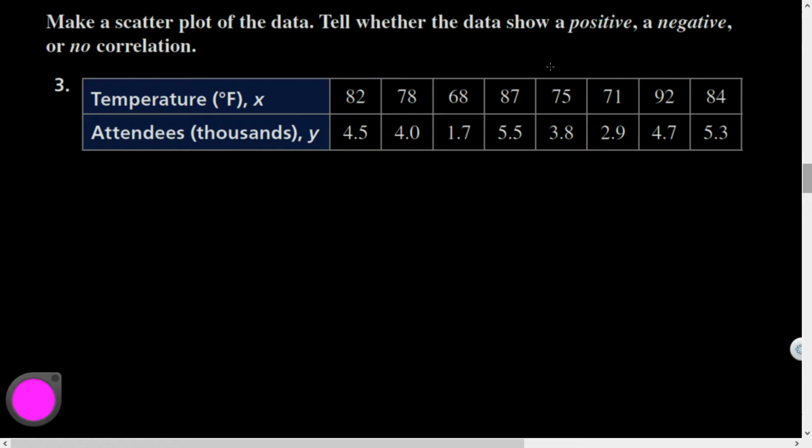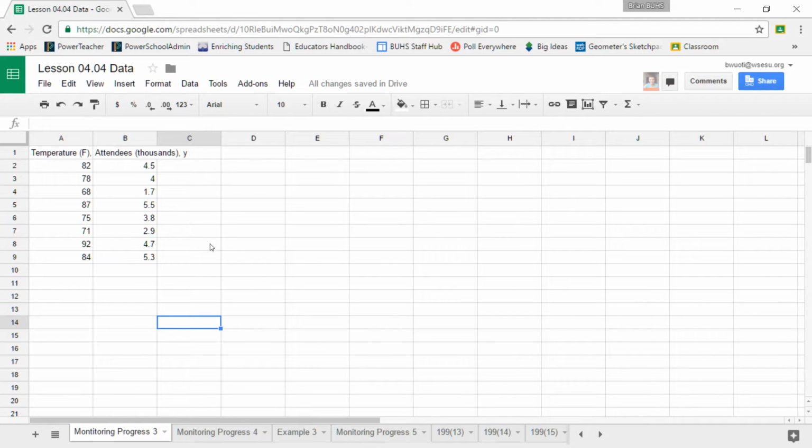And then I would just plot these as ordered pairs. So I'd go over 82, up 4.5, plot a point. Over 78, up 4.0, draw a point. And I would just plot all of these points. We are going to use this data that I've already represented.